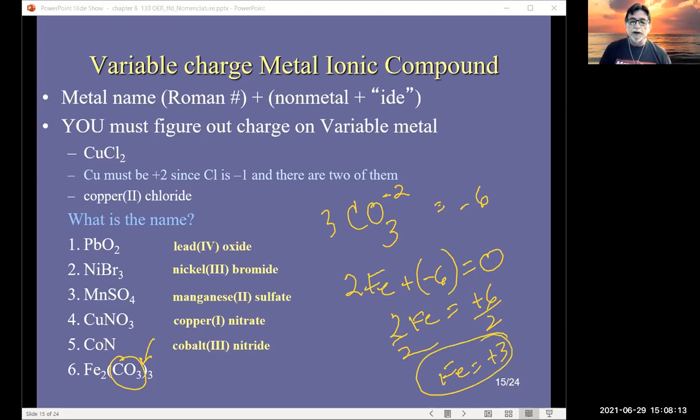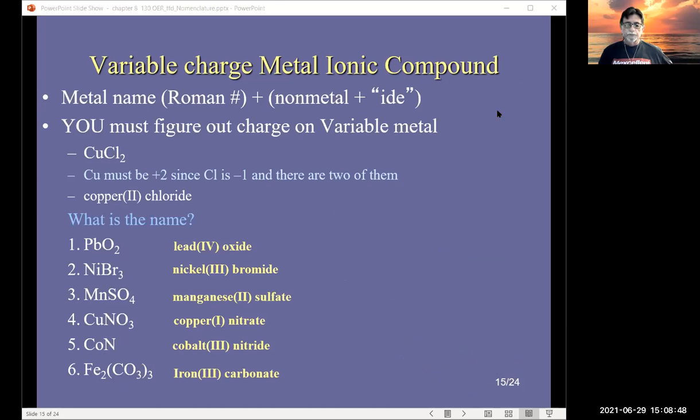And it makes sense if you think about it, right? Since each carbonate is a -2, and there's three of them, it's a total -6. That means that each iron must be a +3, to counter the total -6 of the carbonate. And so our name is iron, Roman numeral 3, carbonate. And again, here we can do all kinds of mix and match.